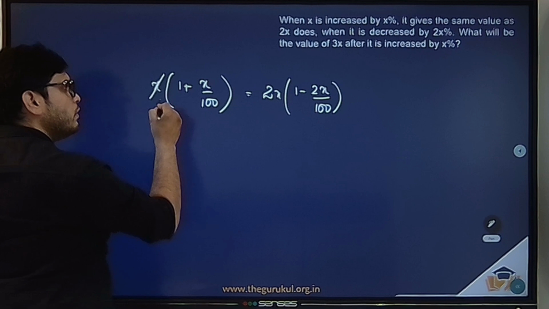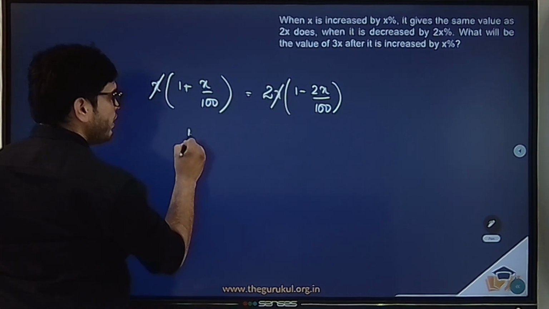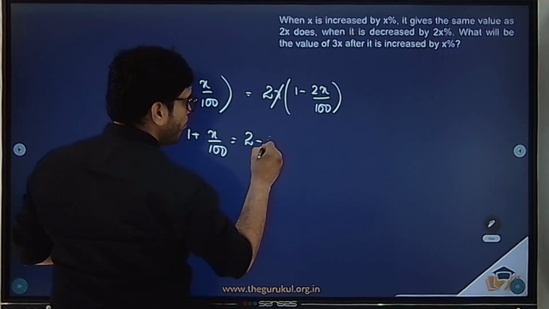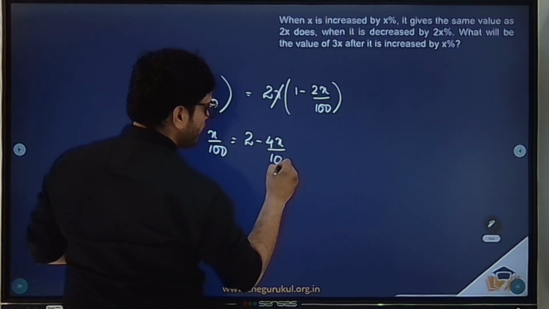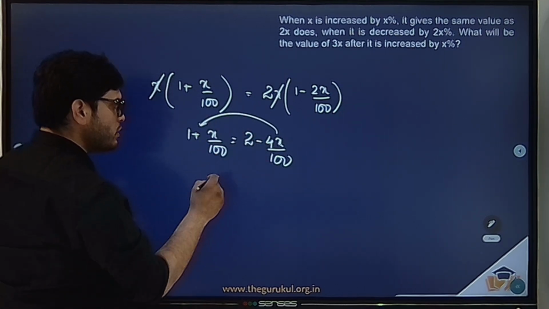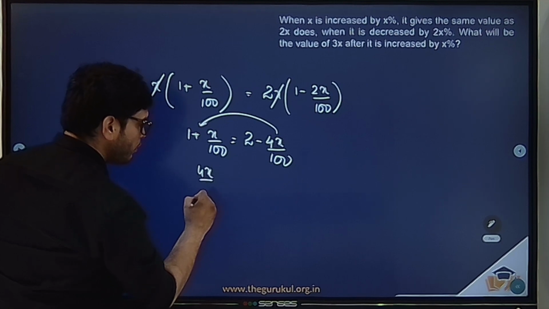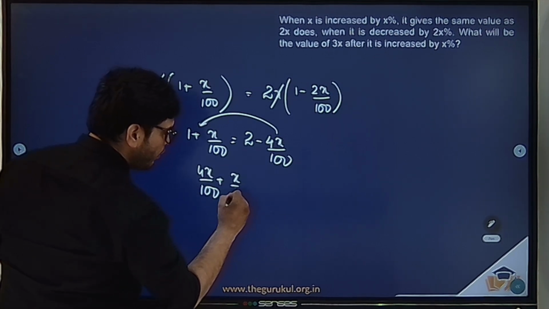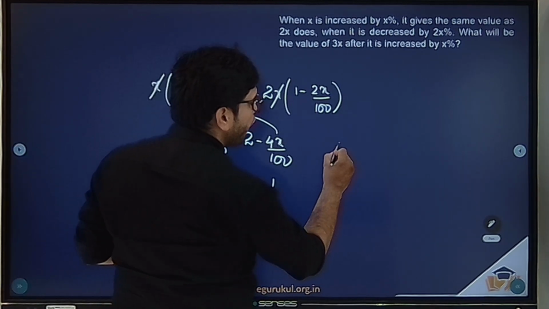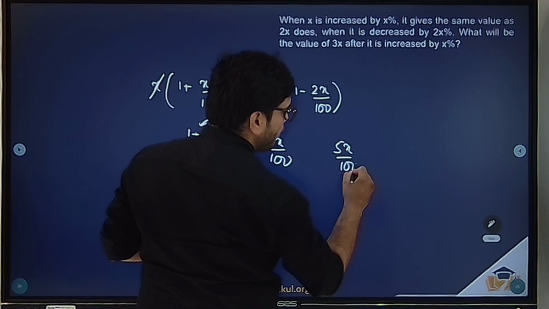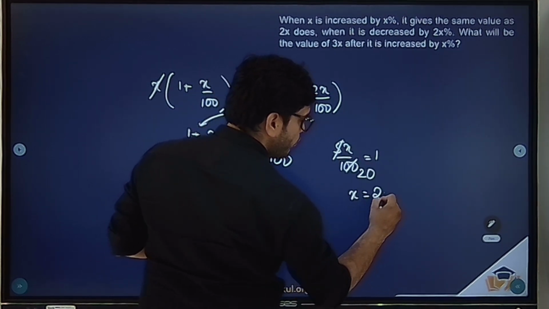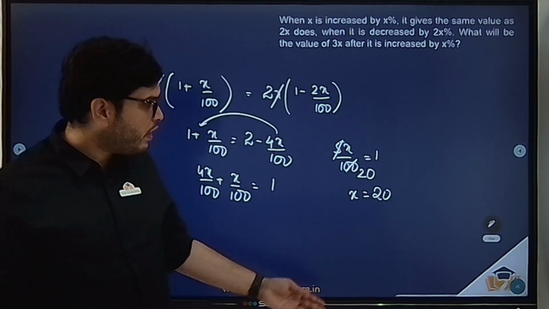Now let me cancel x on both sides. So we have 1 plus x by 100 is equal to 2 minus 4x by 100. Now let me shift 4x by 100 to the left hand side and 1 to the right hand side. So 4x by 100 plus x by 100 is equal to 2 minus 1, which is 1, or 5x by 100 is equal to 1, 5 ones, 5 20s, or x is equal to 20. Done. Now we have the value of x.